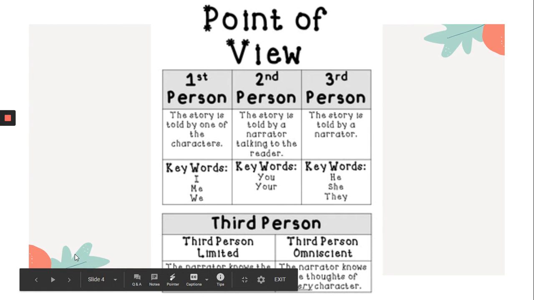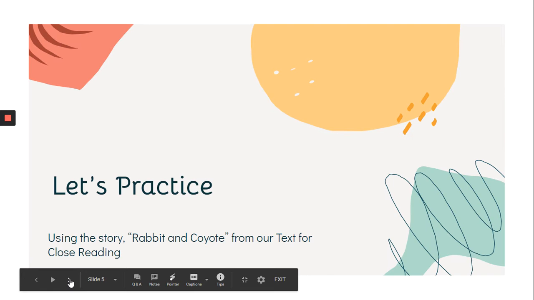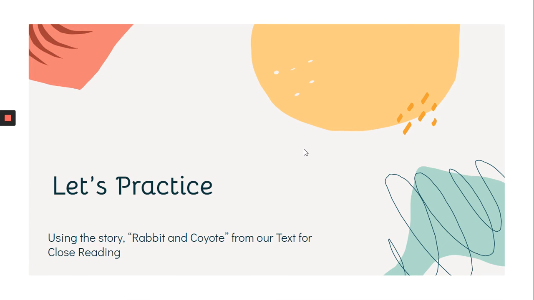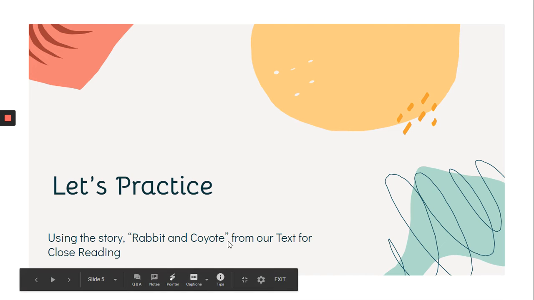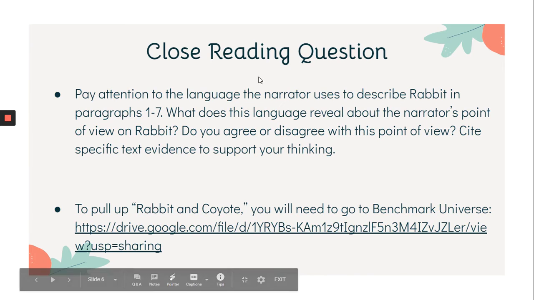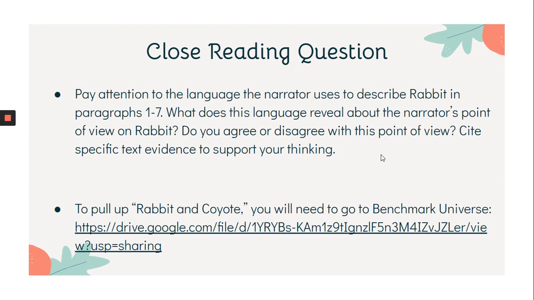So we're going to compare that narrator's view and our view as a reader and what we think is going on in the story. So we're going to practice that using Rabbit and Coyote. And if you remember, this is actually a passage from our text from close reading. So let's look at the question that we're going to try to answer about point of view.